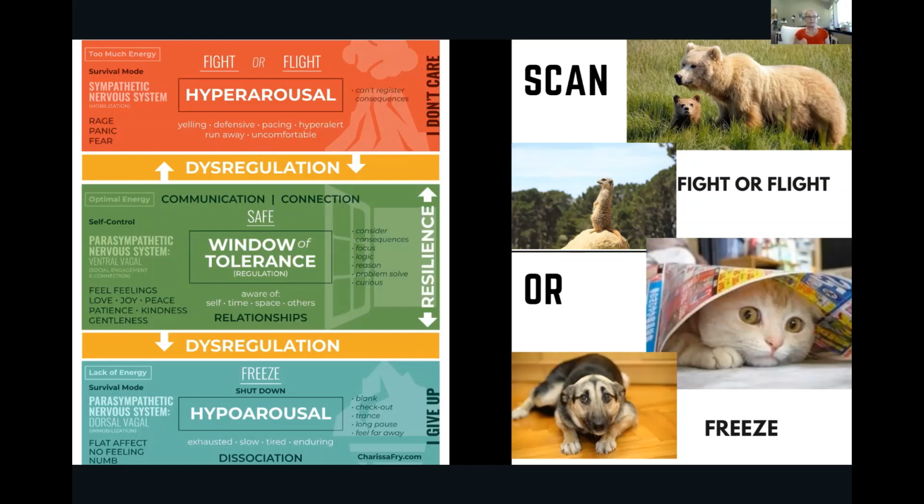So by being able to label that process that our brain does to protect us and kind of walk ourselves down, we can get back into that window of tolerance so that we can make an informed decision and understand what we can do next.